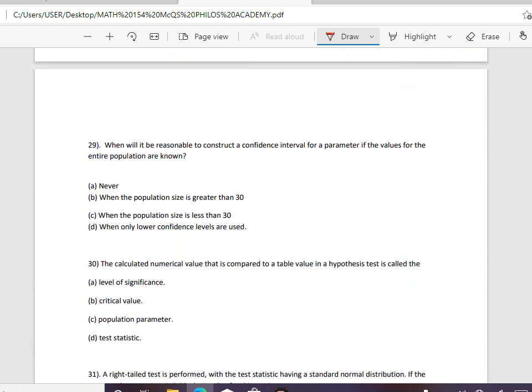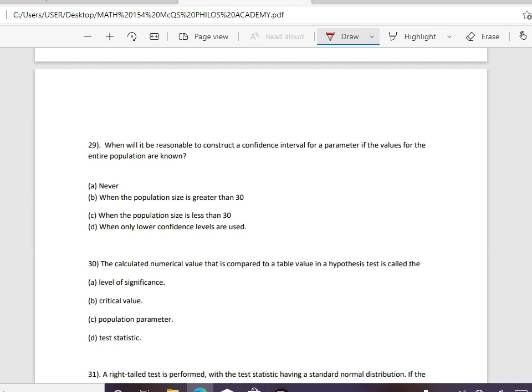So question 29. When will it be reasonable to construct a confidence interval for a parameter if the values for the entire population are known? You know the value of the entire population. Let's say there are 4 people in a room, and you want to find the mean salary. You know the entire population, so it's easy for you to get the mean of the entire population, isn't it?